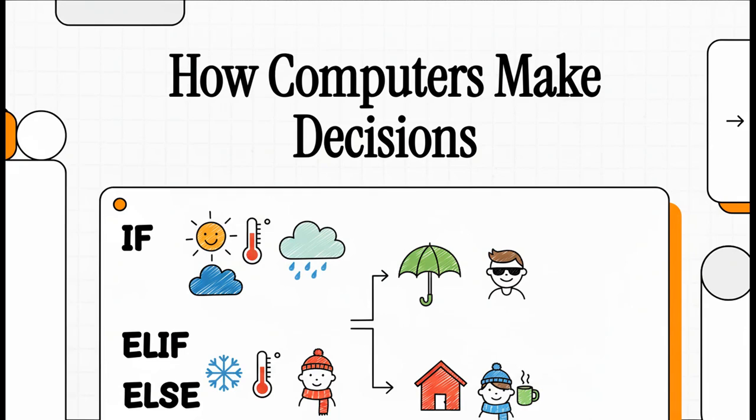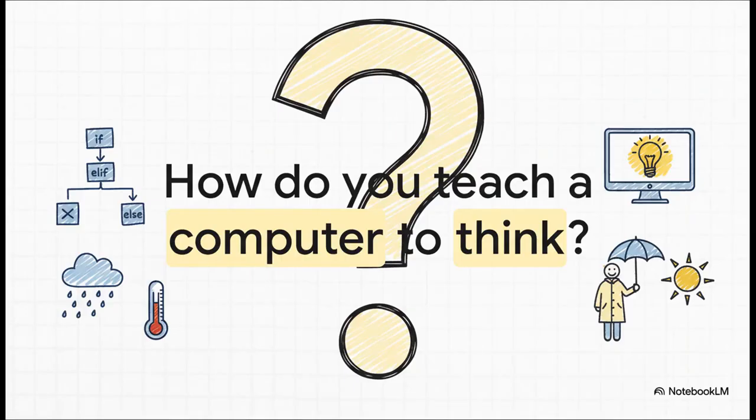Have you ever stopped and wondered how a computer, this machine of pure logic, actually makes what feels like a smart choice? How does it decide what to show you or what advice to give, or even which way to turn in a video game? Well, today, we're going to pull back the curtain on the simple yet super powerful language of digital decision-making. Let's dive in.